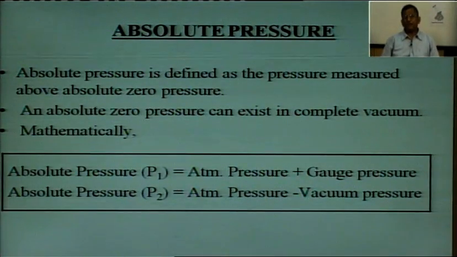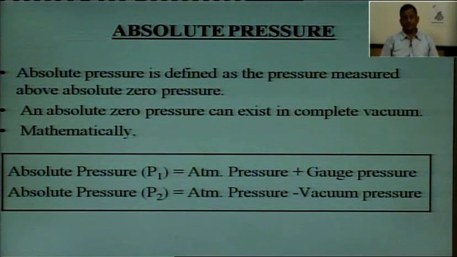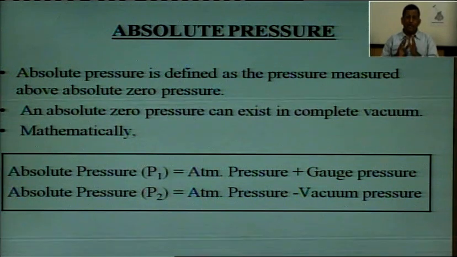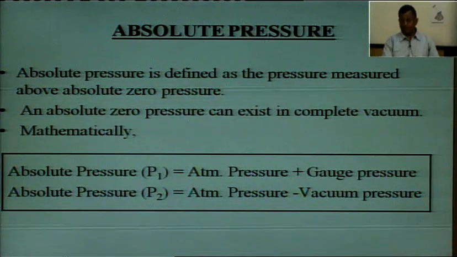The absolute pressure is defined as pressure measured above absolute zero pressure, and absolute zero pressure can exist in complete vacuum. Mathematically, absolute pressure P1 is equal to the atmospheric pressure plus the gauge pressure. Gauge pressure is a positive pressure. Secondly, absolute pressure P2 is equal to atmospheric pressure minus the vacuum pressure. Vacuum pressure means negative pressure.